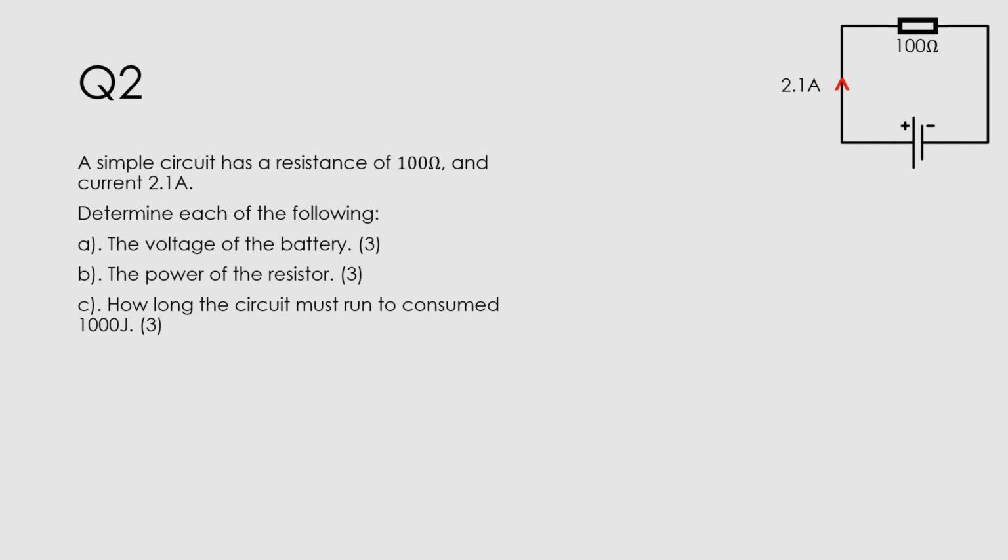Question 2. A simple circuit has a resistance of 100 ohms and a current of 2.1 amps. Determine each of the following: the voltage of the battery, the power of the resistor, and how long the circuit must run to consume 1000 joules.